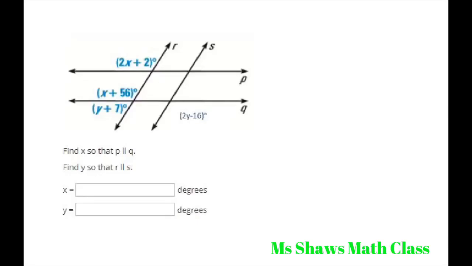Everyone, we're going to find x so that P is parallel to Q, and we're going to find y so that R is parallel to S. So the first thing we're going to do is find the x, and I'm going to use my corresponding angle postulate. If these two corners here on the side of the R are congruent, then that means R and S are parallel. So basically, P and Q are parallel, because this is on the P line, Q line. So we want to make these parallel.